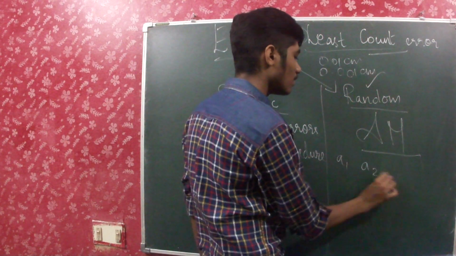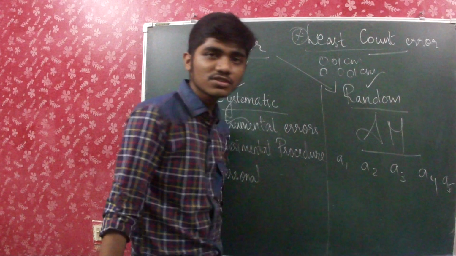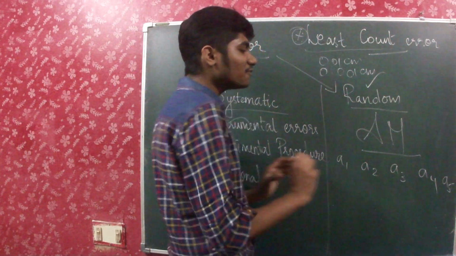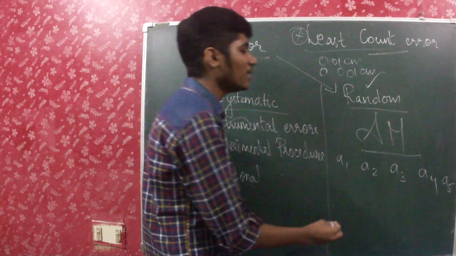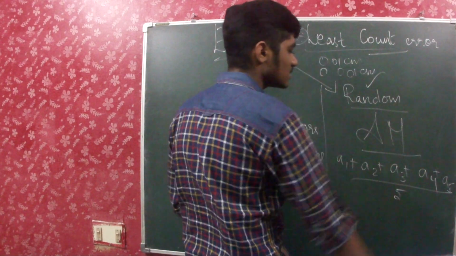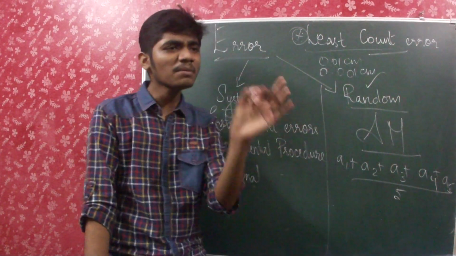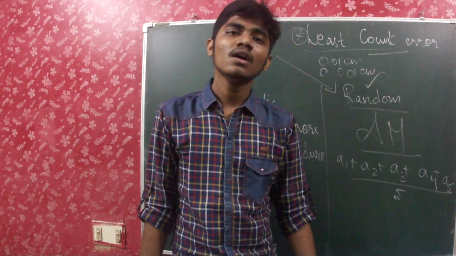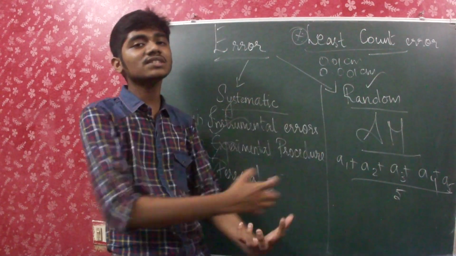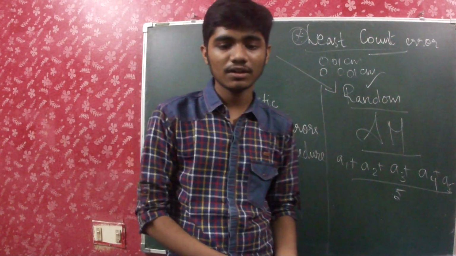For example, if I am doing an experiment and I am getting 5 different values, or some of them may be similar, that's not an issue. If I add all of them and divide by the number of observations, here 5, we will get the arithmetic mean, and that will be more accurate. Generally, by finding the arithmetic mean, these kinds of errors can be avoided.